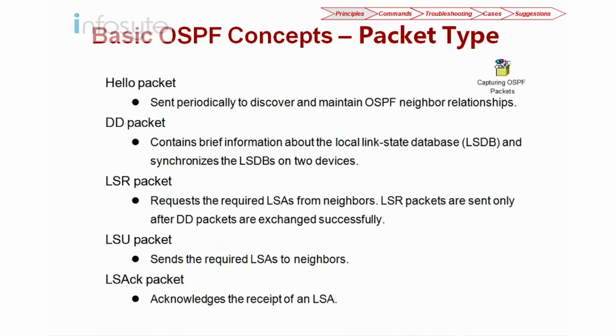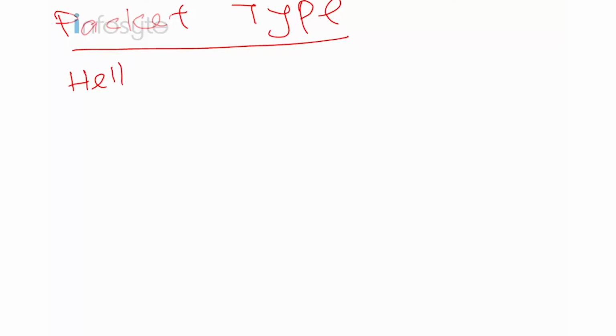So next, have a look at the OSPF packet types. In OSPF, in total we have 5 different packet types: Hello, Database Description (DD), LSR, LSU, and the LS Acknowledgement. These are the 5 different packets that are going to be exchanged between two OSPF routers.